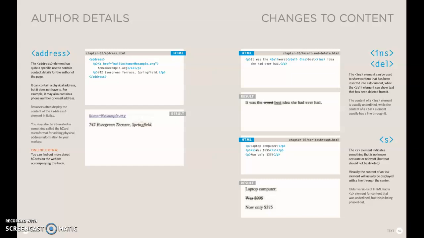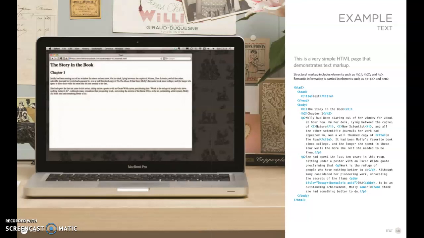Older code you will see used to have a U element for underline, but it's being phased out. On pages 57 and 58, they have an example using different code from this book, which I will create a different video for how to make.